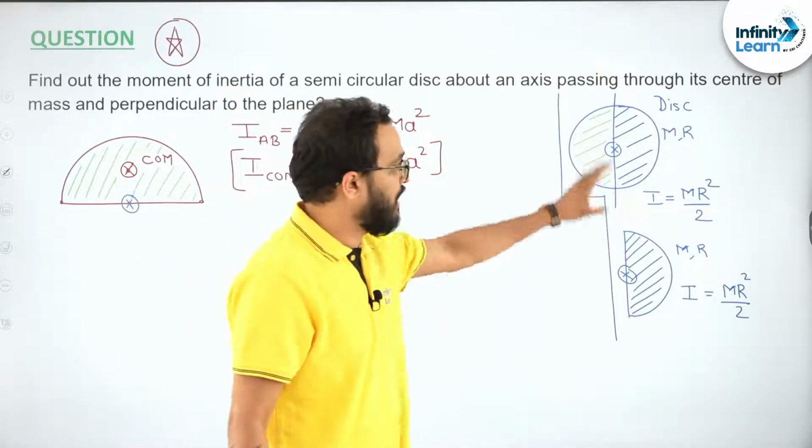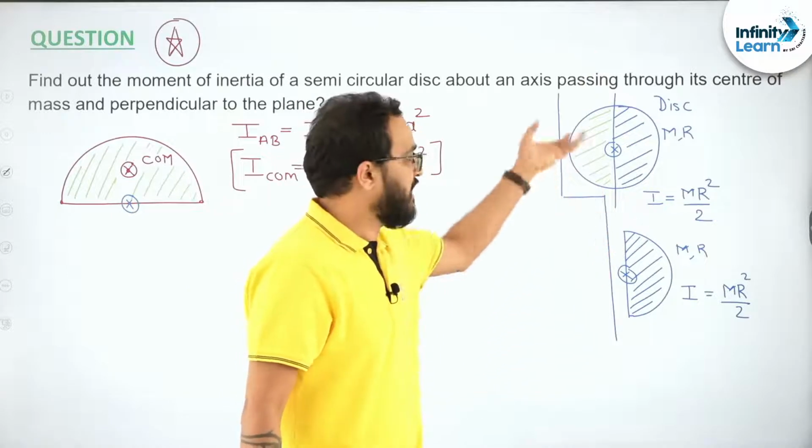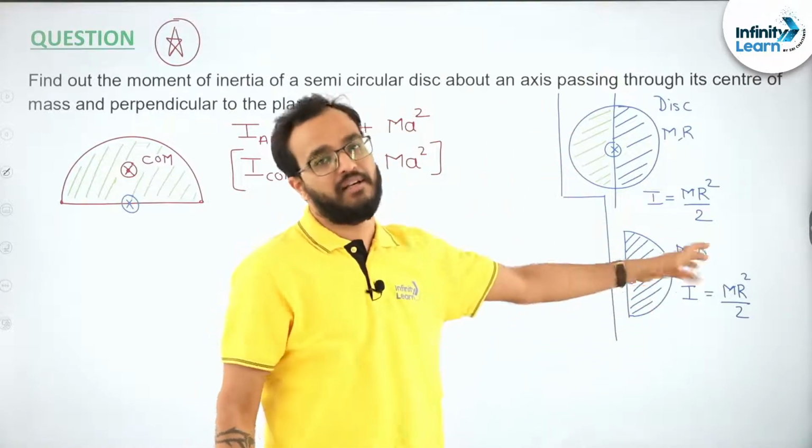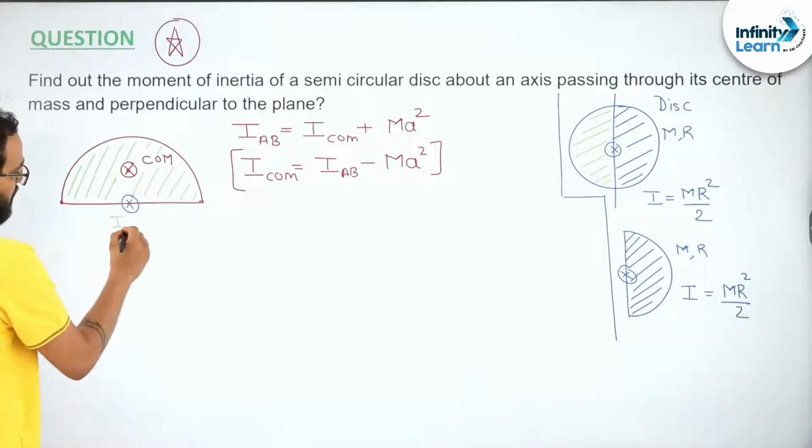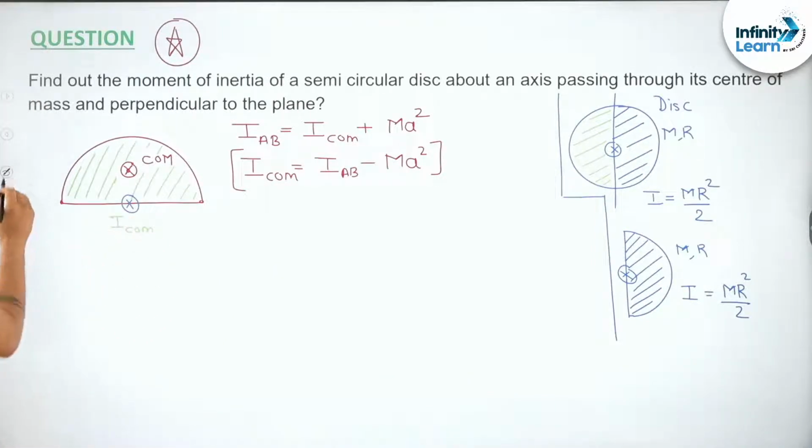I am not cutting it in half, I am just taking another semicircular disc of same mass and radius, right? So let's come back to our question. So this is ICOM. How much will this be? You tell me.